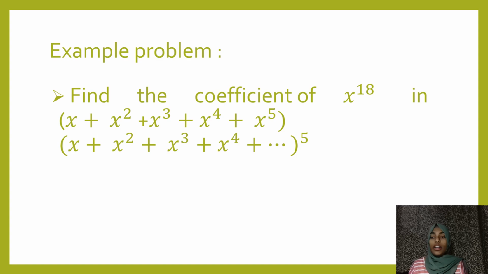So the example problem is: find the coefficient of x power 18 in (x plus x square plus x cube plus x power 4 plus x power 5 and so on) times (x plus x square plus x cube plus x power 4 plus so on up to infinity) whole power 5.